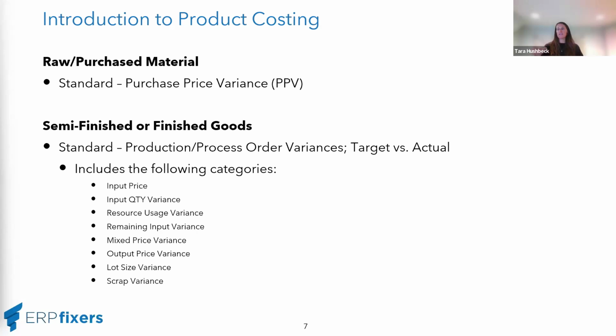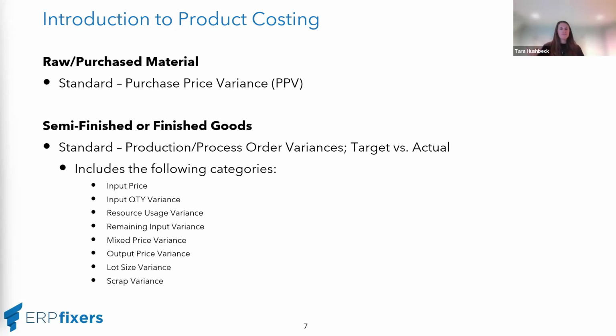From a semi-finished and finished goods perspective, your variances, like we said, are driven by that standard versus actual, and are going to be broken into these categories. I've listed them out here: resource usage variance, mixed price, output variance, scrap variance, etc. I'm not going to go into each one specifically, but SAP puts them into those categories so that it enables you to get a better picture of what your variances are at a high level before drilling in. It tells you a little bit about what that variance might be.